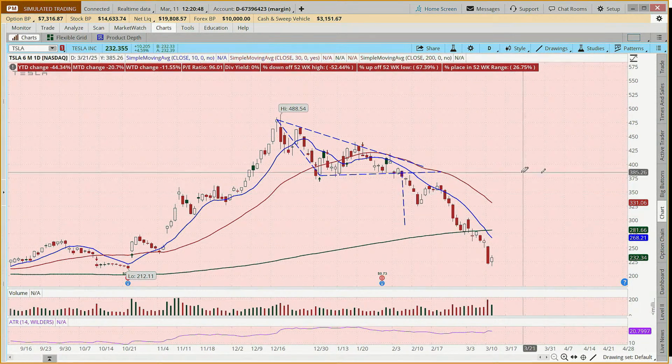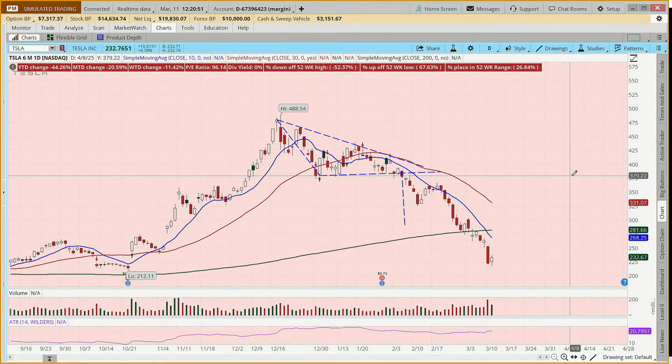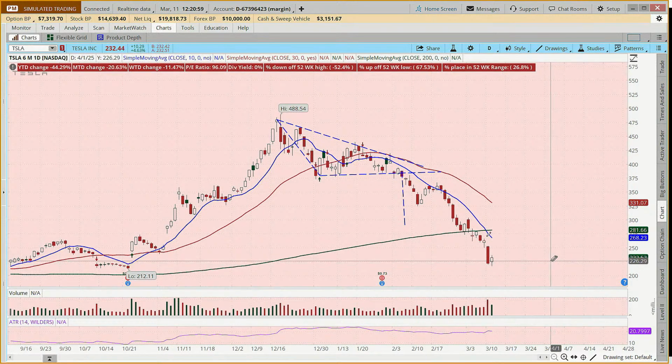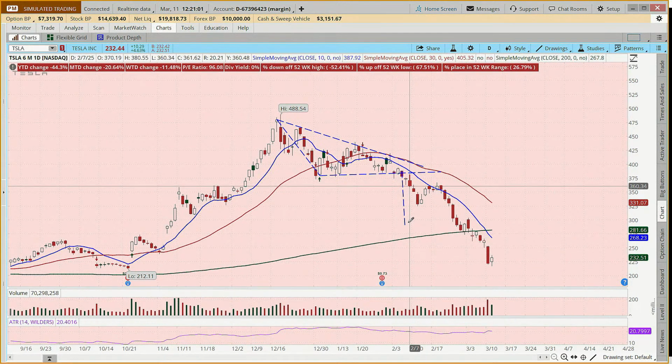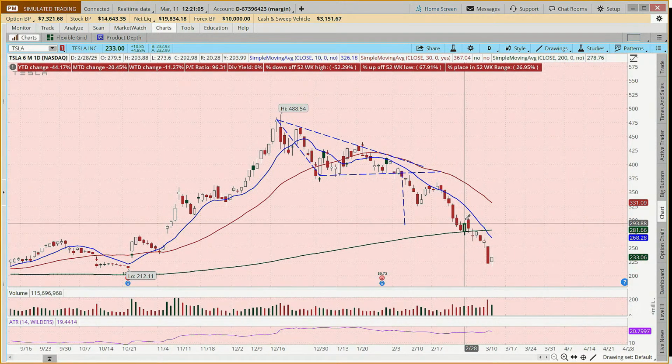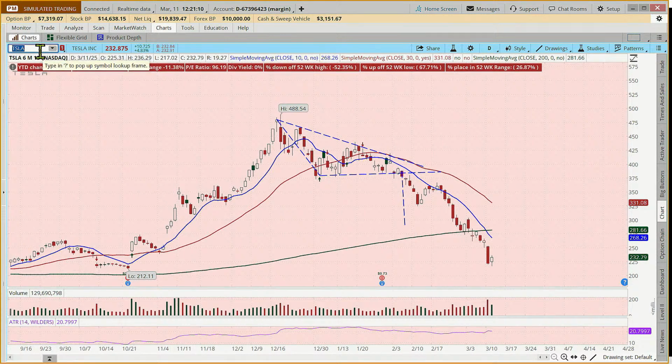You know, from this level here, when it broke below at 376, it's now at 232. So it's come a long way past that. But had a trader put that in as a target, might they have reached it? Yes, they would have. Okay, so that was Tesla. How about Synopsys?